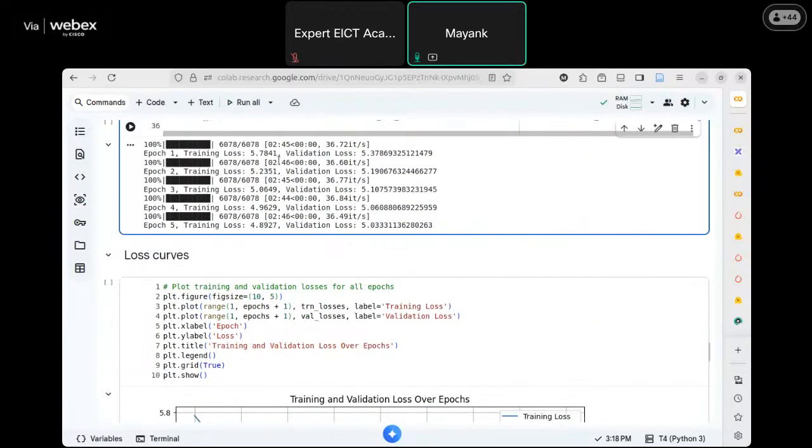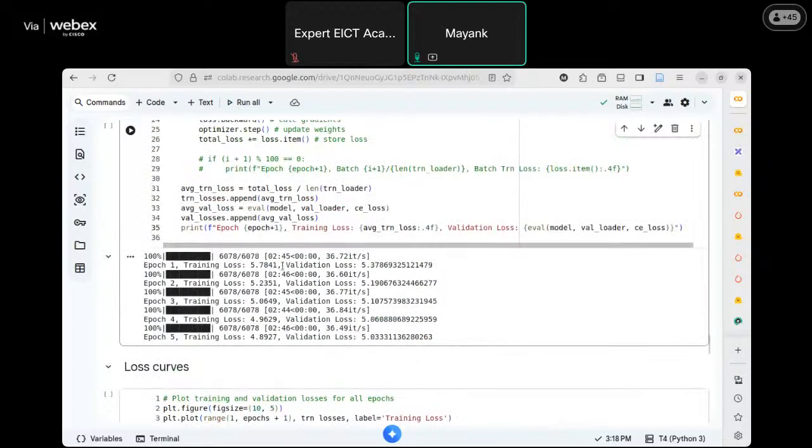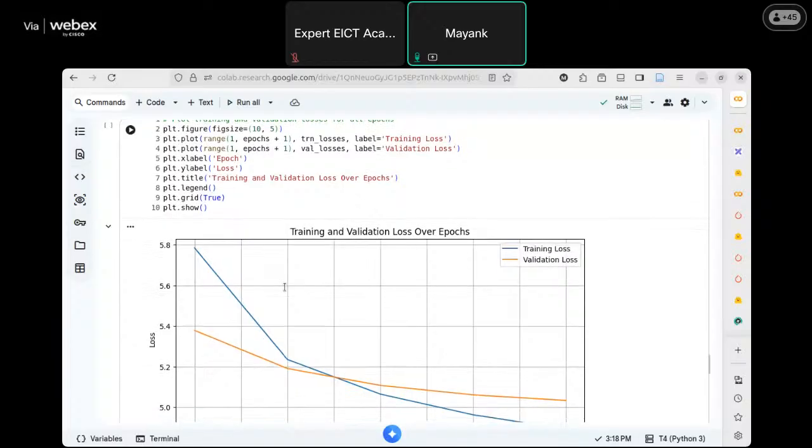If you see here, the losses are actually reducing: 5.7, 5.2, 5.0, 4.9 and 4.8. Here also it is reducing, but rather slowly: 5.3, 5.1, 5.19, 5.06, 5.03. So some learning is happening. And after it trains for 5 epochs or so, when we plot the loss curve, we get a decent loss curve. We get the training loss reducing much faster.